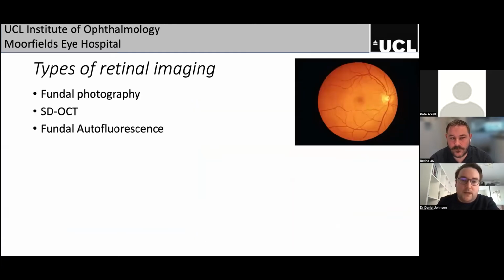So I'm going to talk mainly about 3 different types of imaging today, because these are the ones which are commonly used. As I say, there are lots of different types of images with which we can image the front of the eye, outside of the eye, and so on and so forth. But in terms of attending a retinal appointment or being assessed for potential inherited retinal disease, these are the 3 main things that you would have.